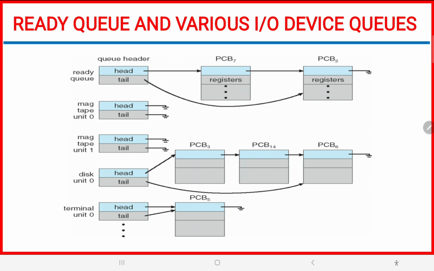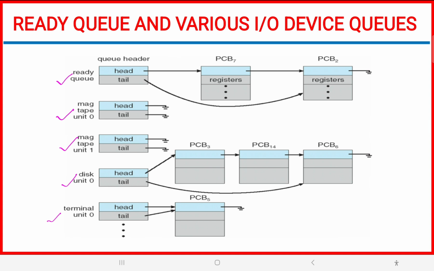So now let's have a look over here. If you observe in this figure, we can see a number of queues like the ready queue and various device queues. First of all, I have told you about the ready queue, then various device queues like magnetic tape, disk and terminal are shown in this figure.